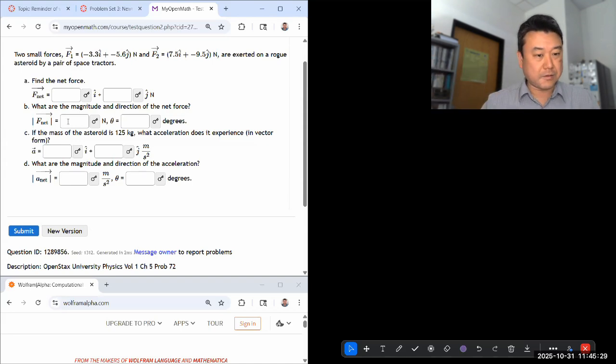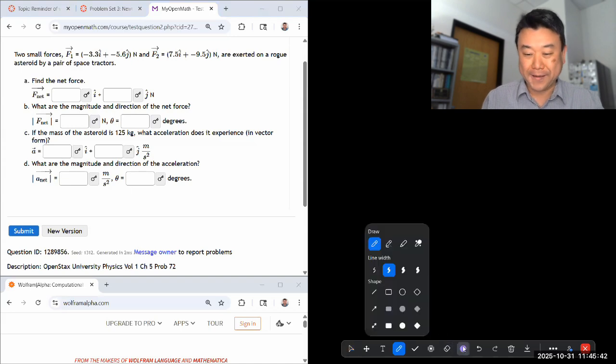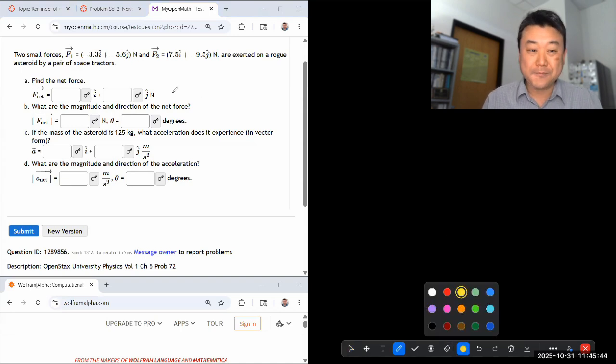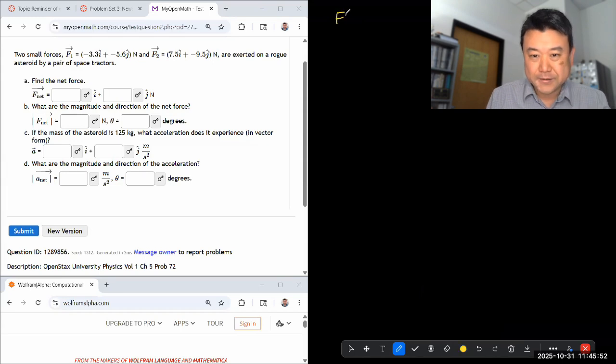And again, for the magnitude and direction, technically you could use law of cosines and law of sines to skip to this right away. This time, let me just do it the standard way, where you break the forces into components, and they are given in components anyway. So using law of cosines is actually extra work. So let me draw a free body diagram first.